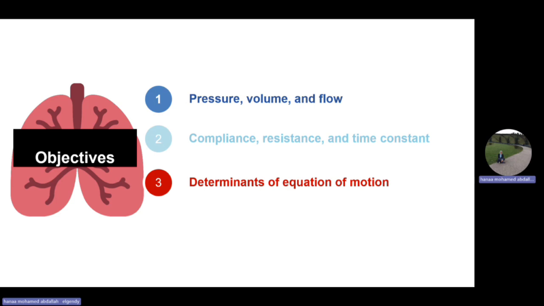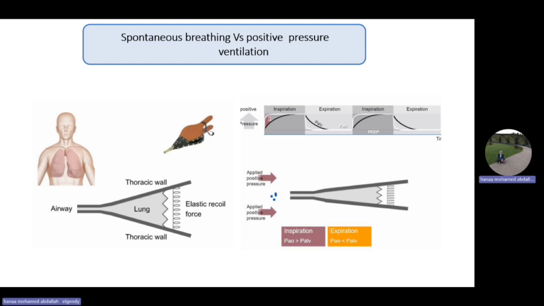We will discuss pressure, volume, and flow, which will affect the compliance, resistance, and time constants, which are the determinants of the equation of motion. In spontaneous breathing patients, the gas flows from the atmosphere to the alveoli by the difference in pressure between the atmospheric pressure and the alveoli. Atmospheric pressure is positive, and alveolar pressure is less positive than the atmospheric pressure. This will allow gas to flow. And the reverse will occur during expiration. The high pressure in the alveoli will allow gas to flow to the outside.